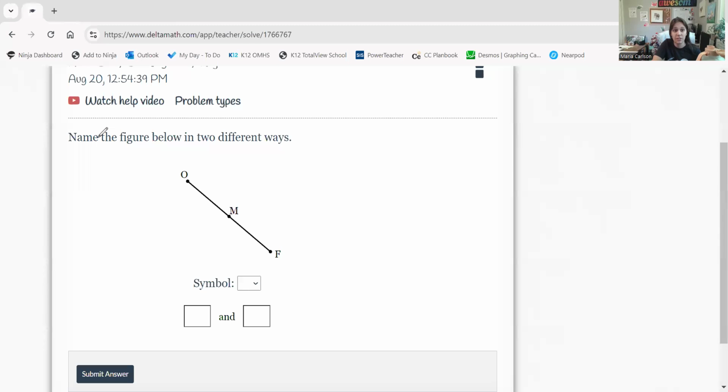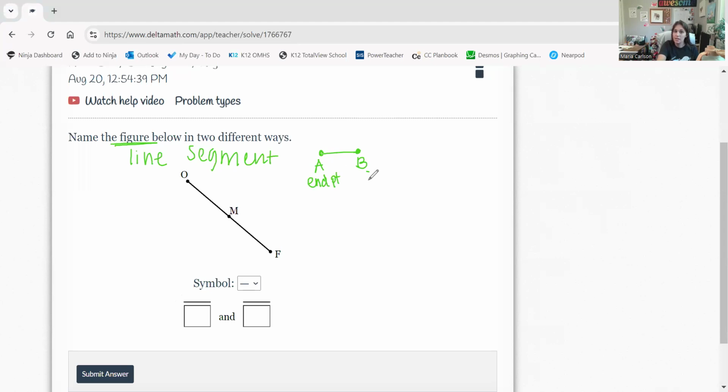So we have this figure below, and I don't know what type of figure it is just yet. It doesn't tell us. But looking at this, I don't see arrows on either end of this. So this is a line segment because it has those two distinct endpoints. So therefore, the symbol I am going to use is the bar. So I need the bar symbol above both of my names for this segment, and segments are always named by those endpoints.